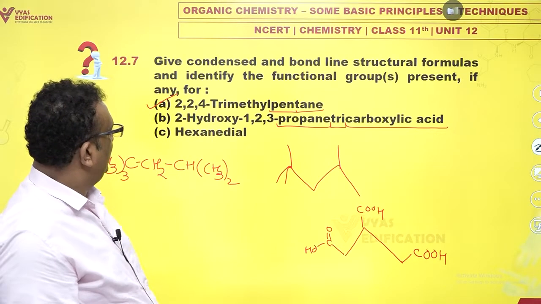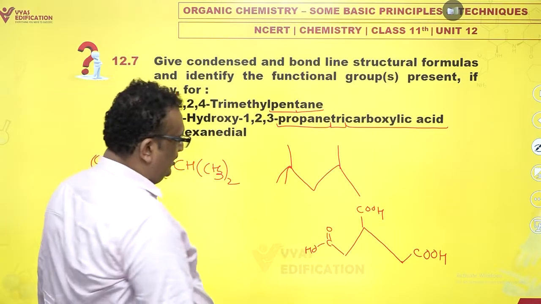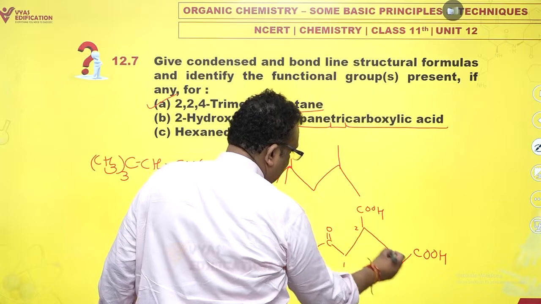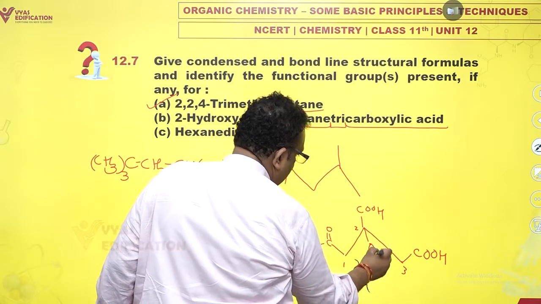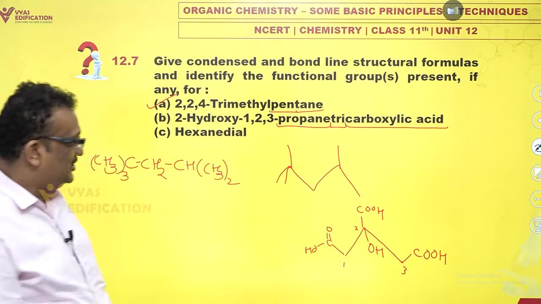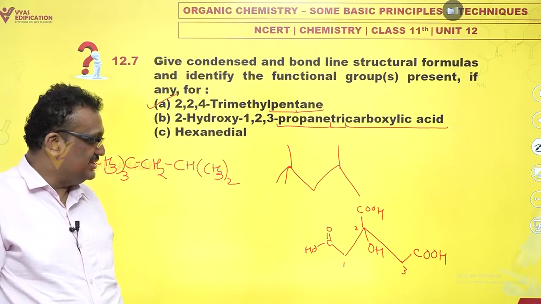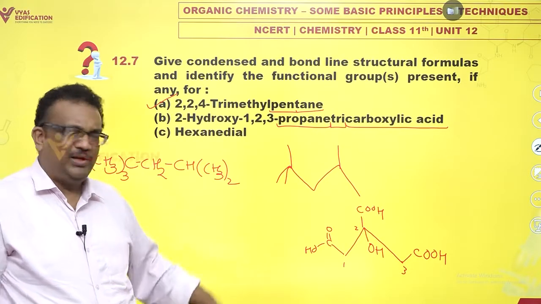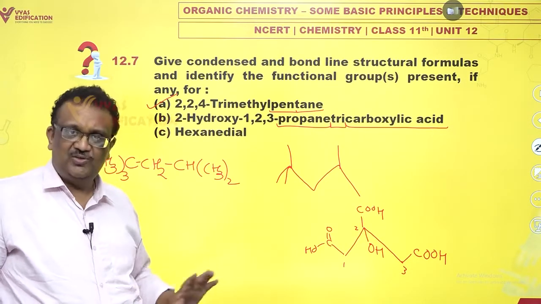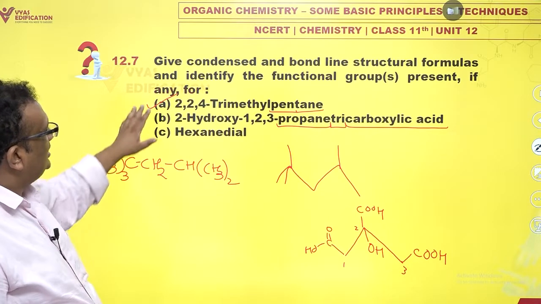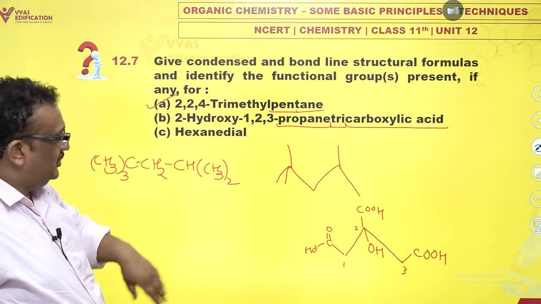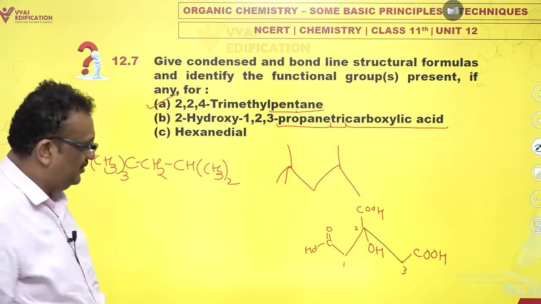And I have 2 hydroxy. So, if this was 1, this is 2, this is 3. So, 2 also has OH. Fascinating. So, what is this? Is this bond line notation? Not exactly, but I've just written this for my reference. Now, I'll write down the condensed and bond line both. We'll start with condensed.